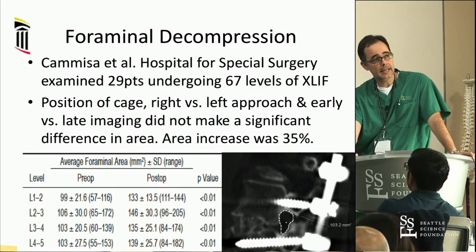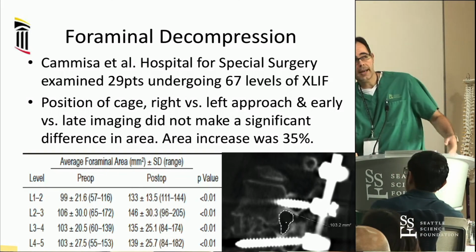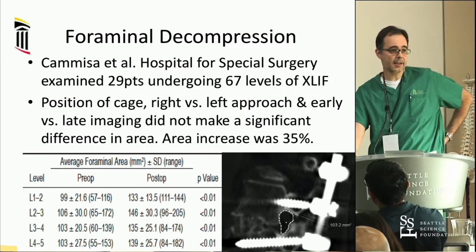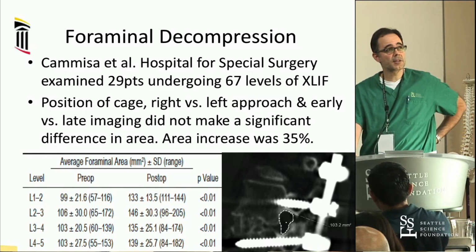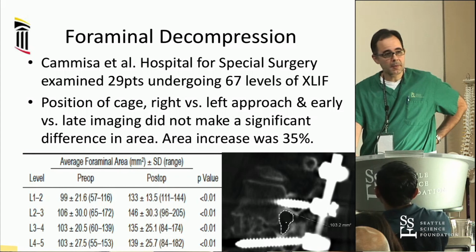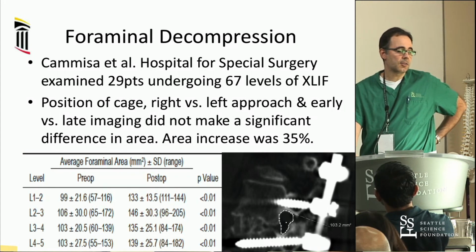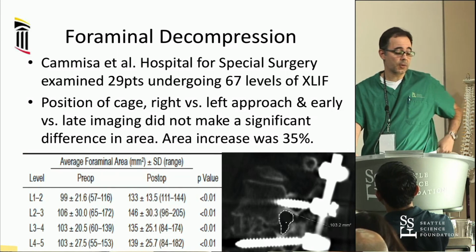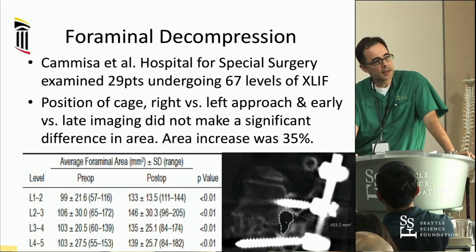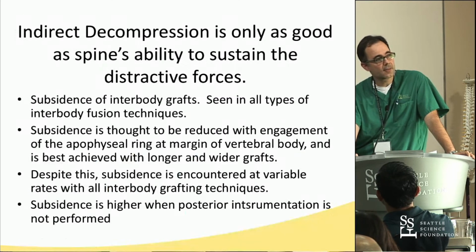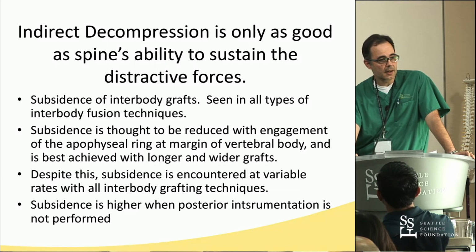So again, just a quick article to show that the foraminal decompression is significant. You can get a foraminal height or a foraminal area increase of 35% with the indirect decompression. But important to remember that your indirect decompression is only going to be substantial and is only going to be long-term when you've had a fusion. If you develop subsidence, then you're going to lose your foraminal height improvement.